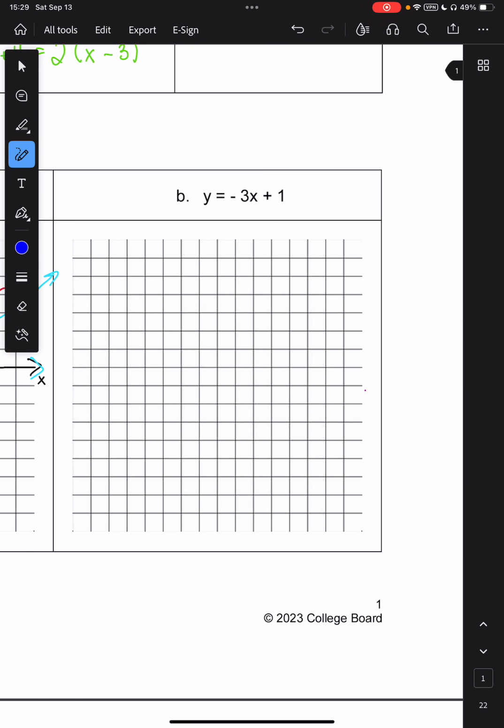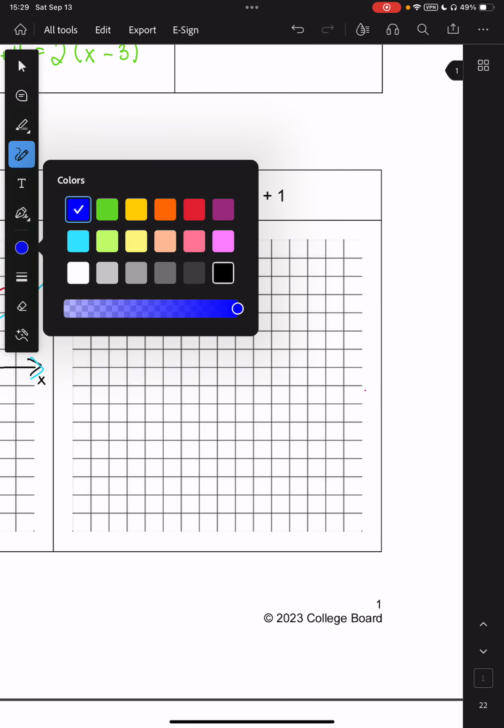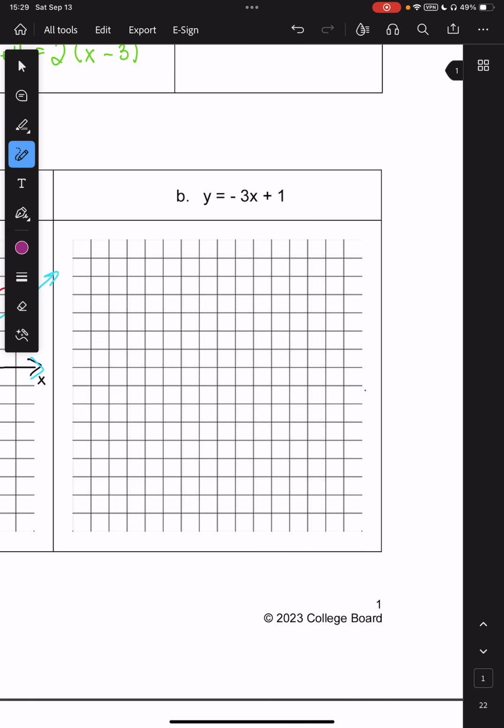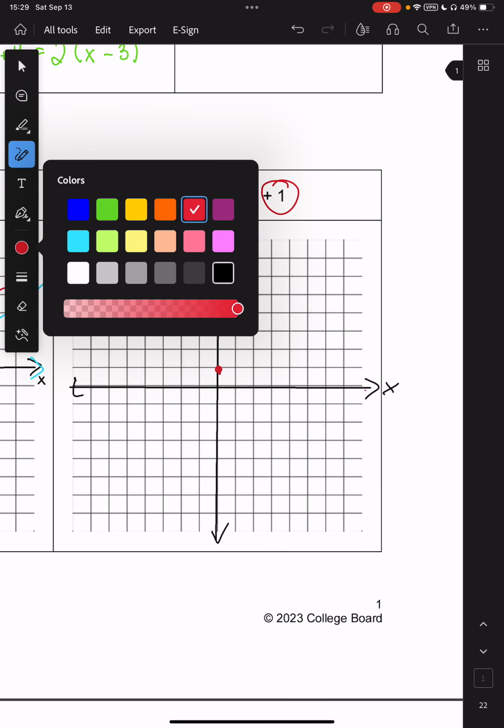So now let's try B. B, we're going to do the same format, but since I explained it a bit longer that way, we're just going to do it quicker, since you should all know how to do it by now. So remember, our first step is to create our coordinate plane if it's not already given. Make sure that you label our axes and draw arrows on both sides. Our y-intercept is 1, so when our x is 0, our y is 1. Then we're going to find another point.